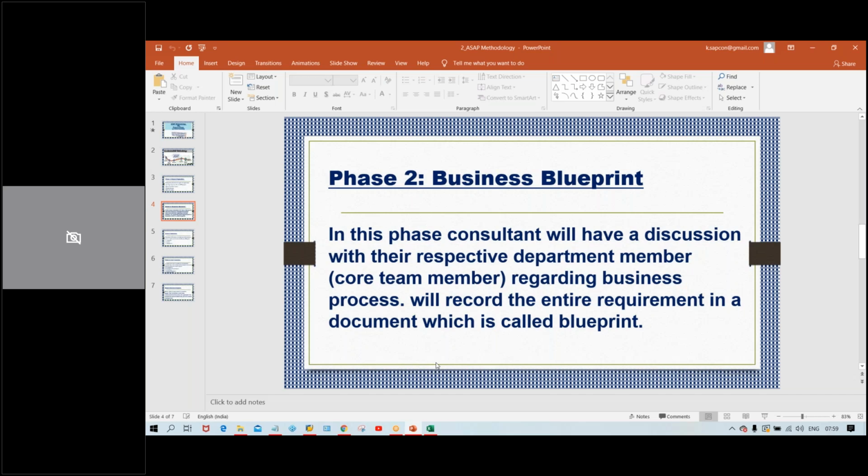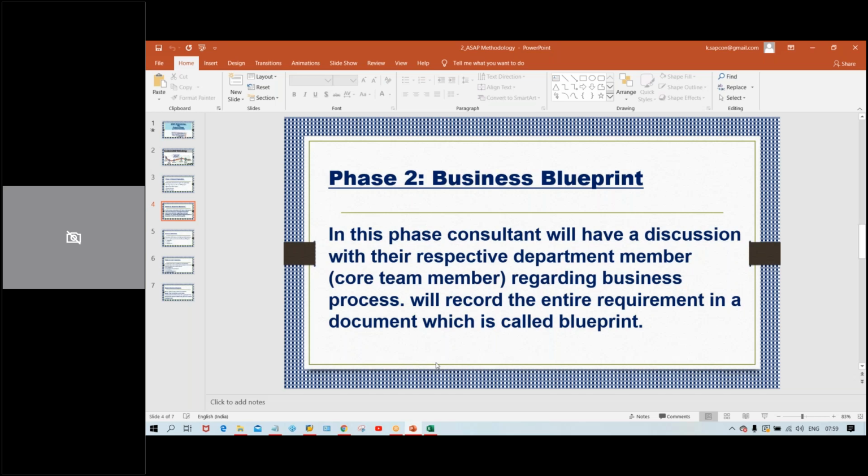So what is happening, guys? Whichever requirement we are receiving from the client, whatever discussions are happening, whatever the client is explaining about the process, all these things are going to be documented, right? So that document is called blueprint, right? In that blueprint document, whichever things we have specified, only those things are going to be delivered. Apart from this, we are not going to listen to even a single statement.